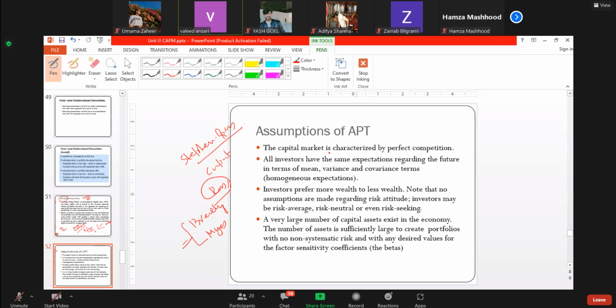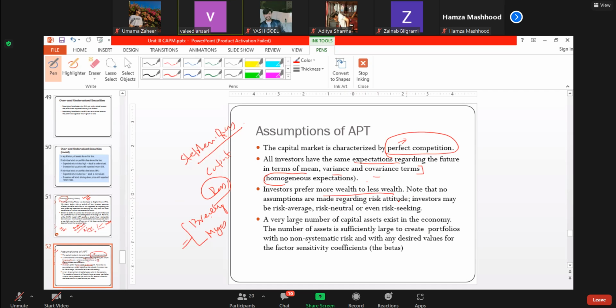Same as CAPM, the capital market is characterized by perfect competition. There are a large number of buyers and sellers of securities, so no seller or buyer is strong enough to influence security price. All the investors have the same expectations in terms of mean, variance, and covariance, homogeneous. Investors prefer more wealth to less wealth. This is a rational assumption.